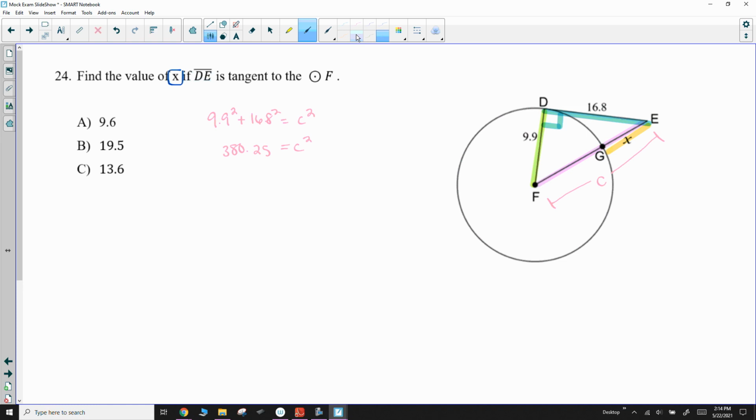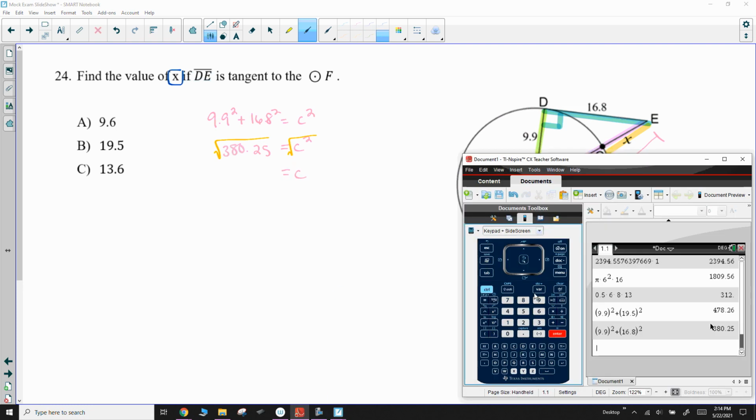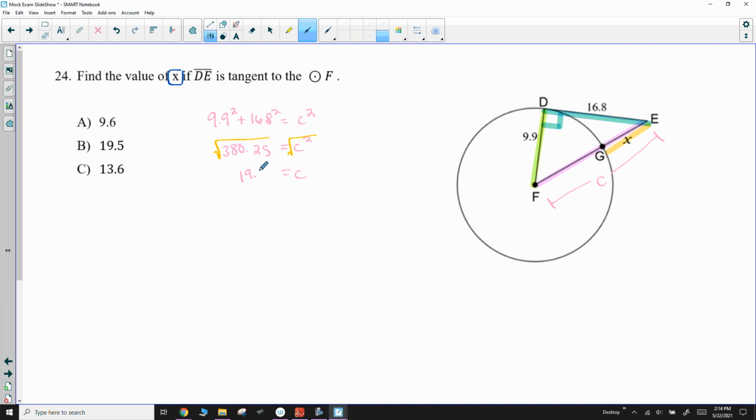All right, I need to figure out what C is. C is being squared, so I'm going to take the square root of both sides, and that's going to tell me that C is, I'm going to do Control square root, Control answer, hit enter, and that tells me 19.5. I must have looked over at this before. So random that that's what I did. Okay, so 19.5. So this whole length is 19.5.